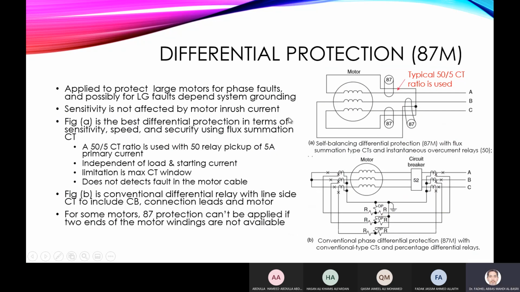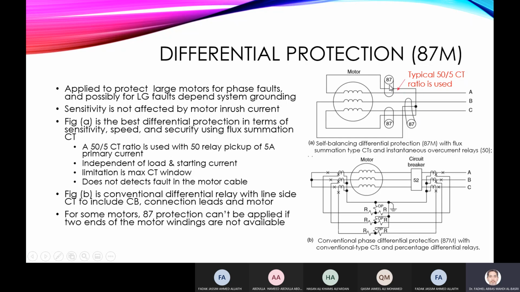Second is differential protection. I have already covered this in the differential protection lecture, but what I will add is how the connection is made. It is biased differential protection, but sometimes we can connect it in this way, if possible. This is called self-balancing differential protection, as compared to the conventional phase differential, the percentage or bias differential protection. This is how we connect it.